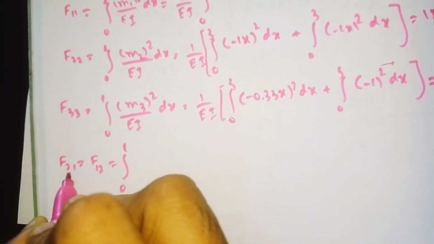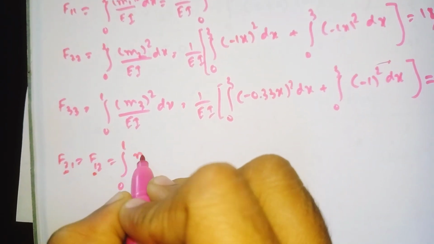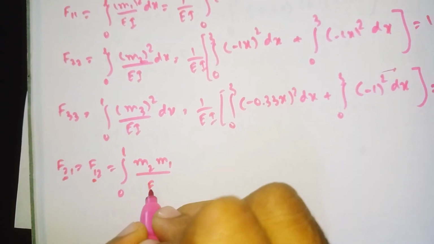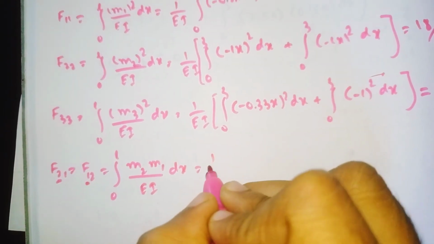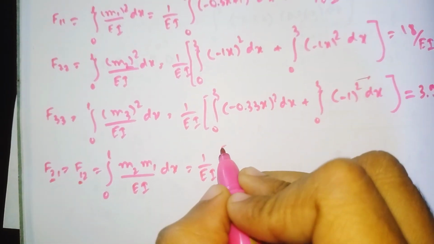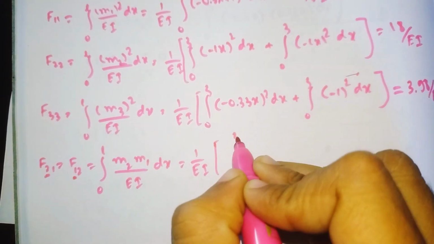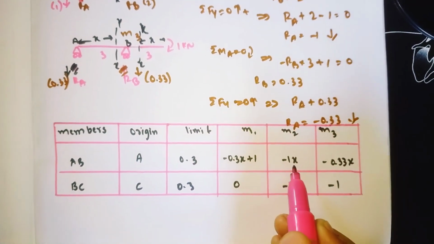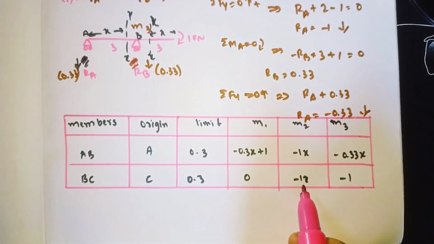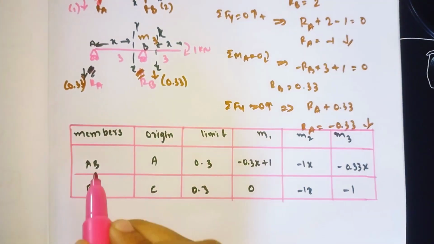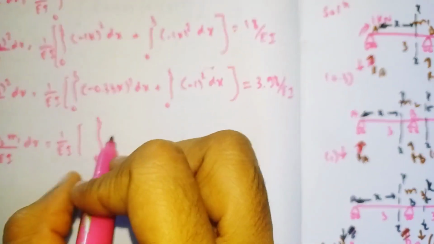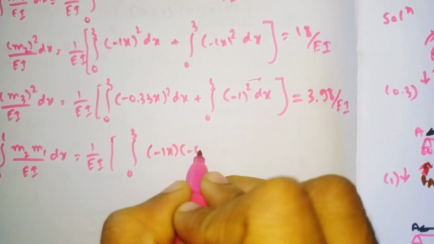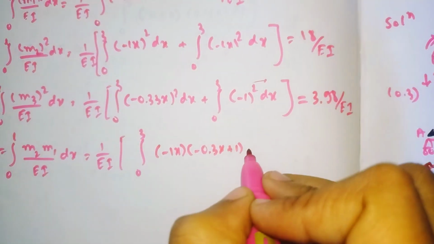Integration of 0 to L. We need to take the moment of the first point. Here the first point is 2, so M2, and here the first point is 1, M1, divided by EI. So we need to multiply the moment of the first point. So 1 divided by EI, integration of 0 to 3, and the M2 value. The M1 value we got was minus 0.3x plus 1, and the M2 value is minus 1x. For BC, 0 into anything will be 0, so I am not taking it. I am taking only the AB member. I am integrating it from 0 to 3. So our minus 1x into minus 0.3x plus 1 into dx.